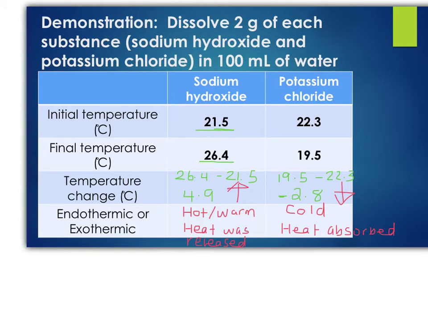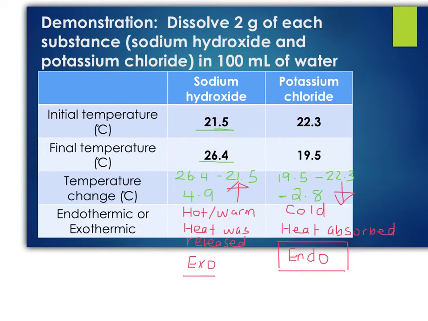So if heat was released, then that tells us that this reaction with sodium hydroxide is exothermic, because it produces energy. It gives off energy. The reaction gives off energy. It releases energy. With potassium chloride, since it got cold, the temperature decreased. That means heat was absorbed. Energy was absorbed. So this one is endothermic. When you have changes occurring that absorb energy, the process will always be endothermic.